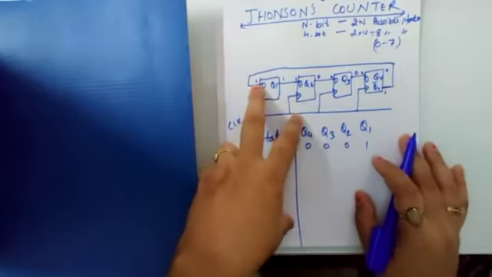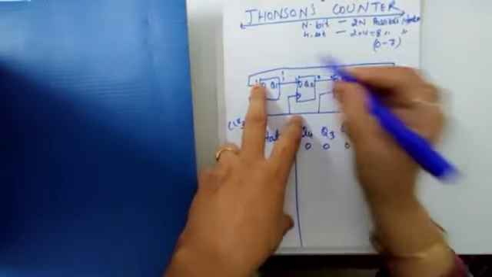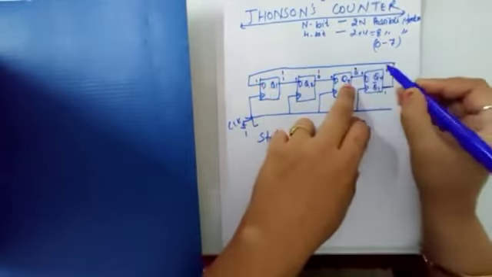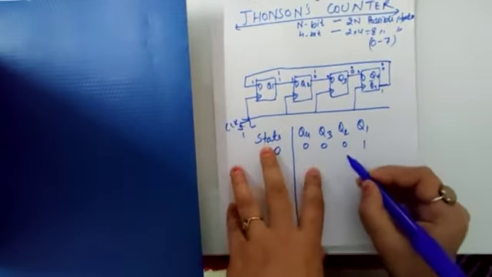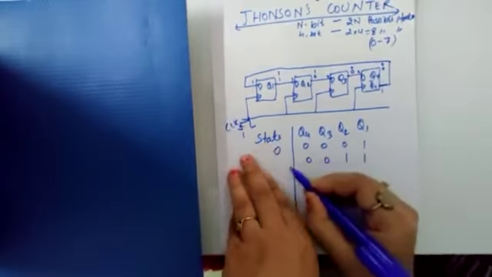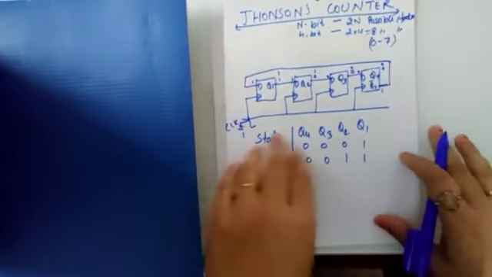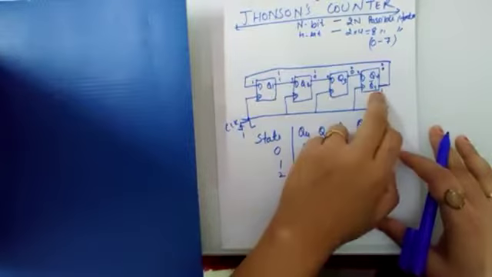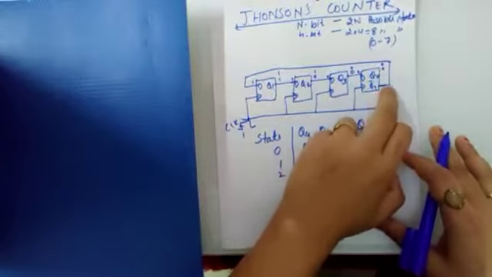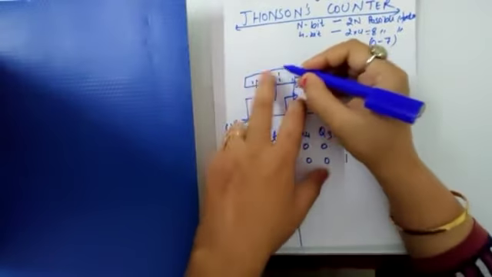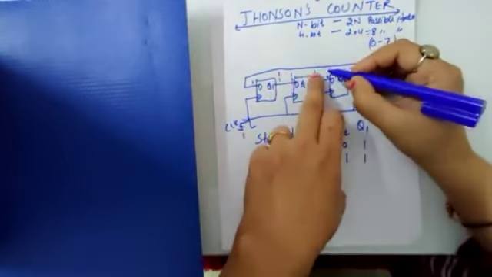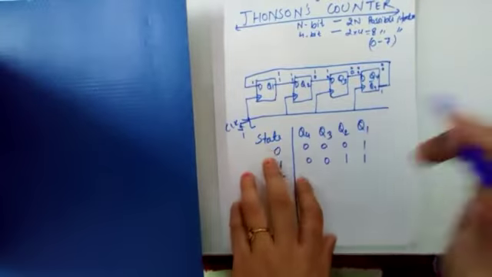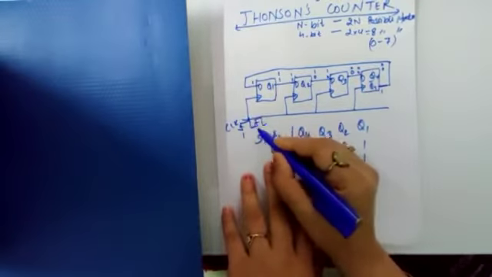Now see, 1 is the input of the first, so Q1 is 1, Q2 is 1, Q3 is 0, Q4 is 0. So the outputs are Q2 and Q1 are 1s, rest is 0 after giving the first clock pulse. Now we will give the second clock pulse. Again get ready with the inputs. So Q4 is 0, Q4 bar is 1. This is fed back here. So this 1 appears as the input, this 1 appears as the input of Q3, this 0 appears as the input of Q4. Now we can apply the second clock pulse.